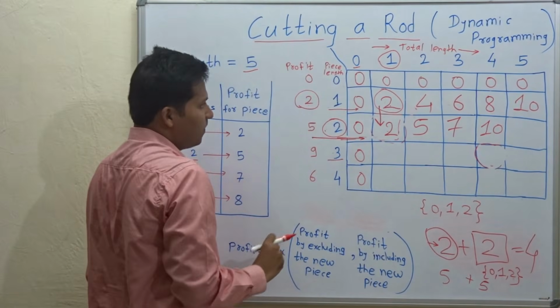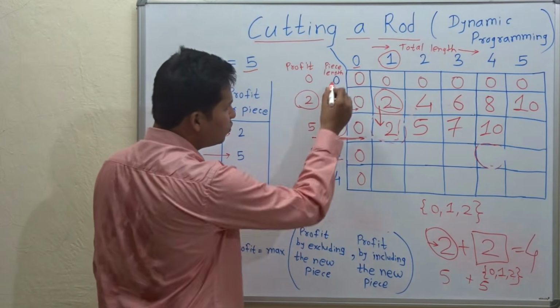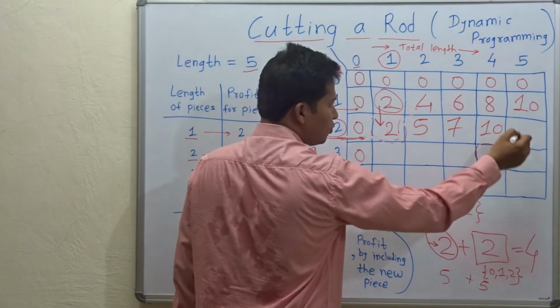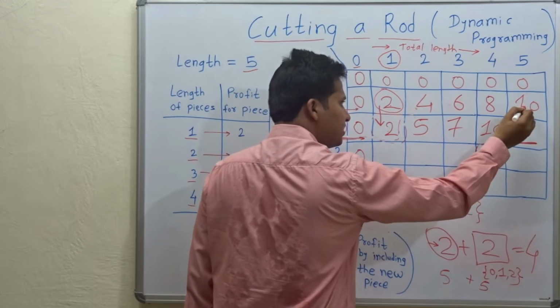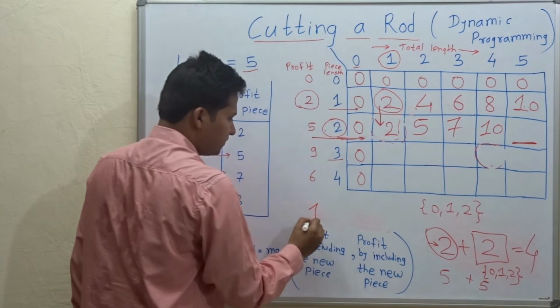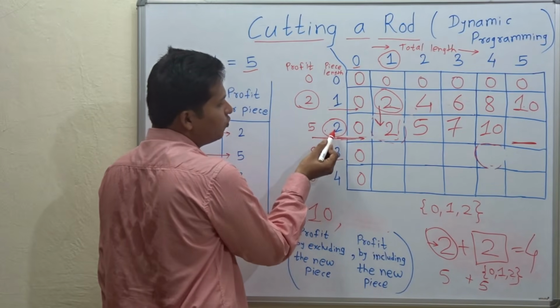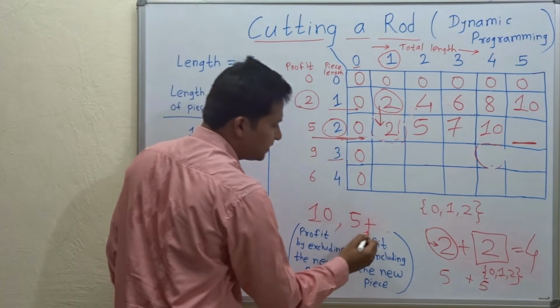Okay. So now, first by excluding the new piece. When you exclude the new piece, obviously the profit is from the above cell. This is the cell for which we are finding the value, and the above cell is this. So the value is 10. Okay. Now include the new piece. When you include this new piece 2, the profit is 5 for that piece.